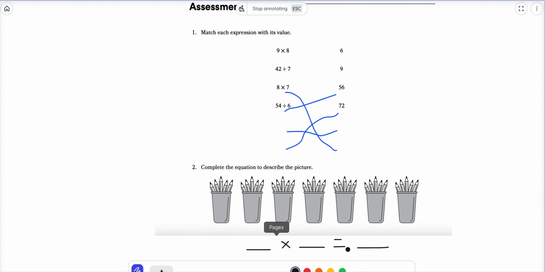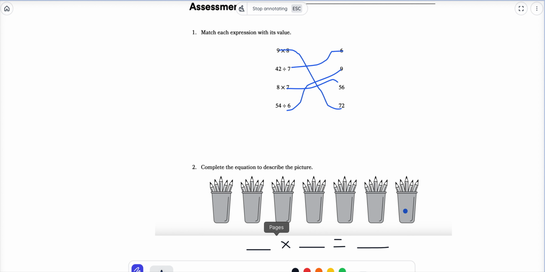Okay. So, when we're completing this equation down here, we need to look at what they give us. Okay? We need to look at what they give us. And they give us cups and pencils, correct? Yes. Yeah, we're looking at this picture and they give us cups and pencils.